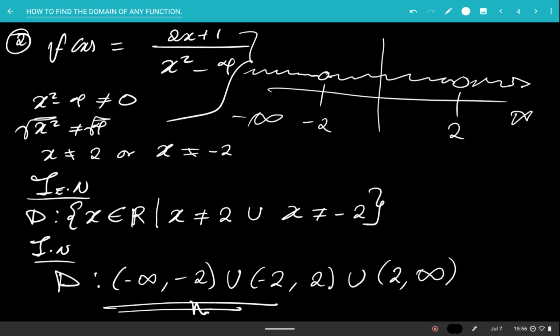So basically, whenever you have a fraction type of function, always set the bottom to not equal to what? 0. Alright, let's move on to the next type of function.